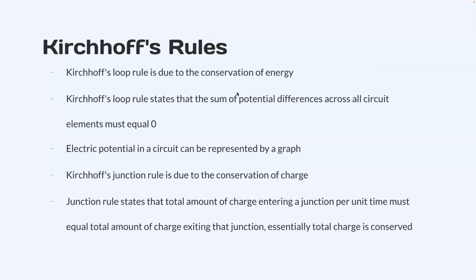Kirchhoff's rules. Kirchhoff's loop rule is due to the conservation of energy, and it states that the sum of potential differences across all circuit elements must be equal to 0. This is why in parallel circuits, no matter the path, the potential difference along each path must be the same. Electric potential in a circuit can be represented by a graph. Kirchhoff's junction rule is due to the conservation of charge. The junction rule states that the total amount of charge entering a junction per unit time must equal the total amount of charge exiting the junction. That's just saying total charge is conserved.